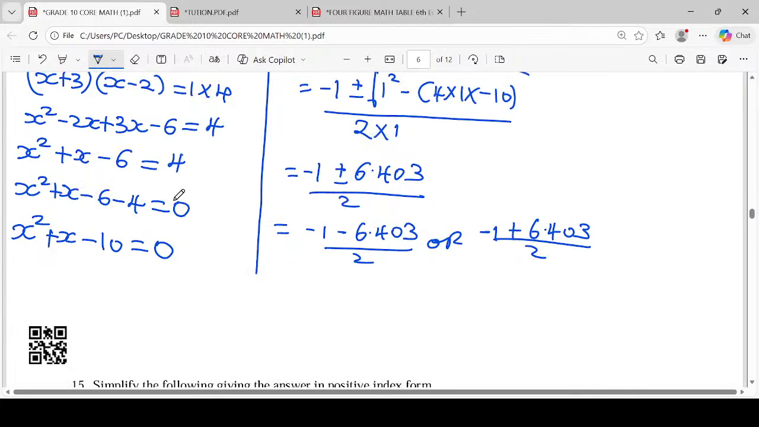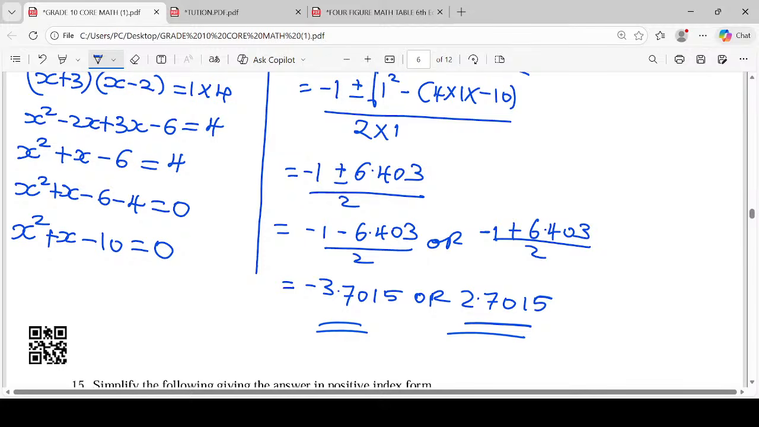The first value is negative 1 minus 6.403, then divided by 2. That's going to give you negative 3.7015, or negative 1 plus 6.403 divided by 2. This is going to be 2.7015. So those are the possible values of x.